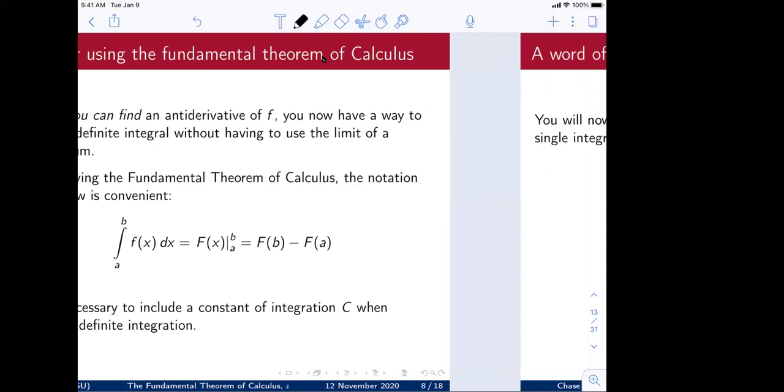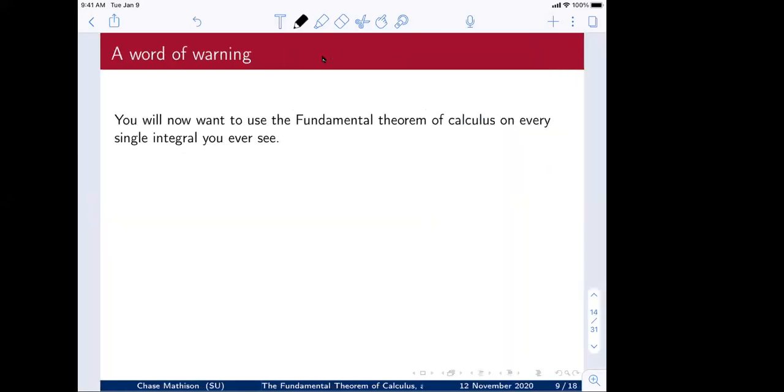All right. So a word of warning: you're going to want to do every definite integral now by using the fundamental theorem of calculus, and you're going to convince yourself when you see a problem that you have the right antiderivative to use in the fundamental theorem of calculus, and that's not always going to be the case. Sometimes the fundamental theorem of calculus isn't very helpful.